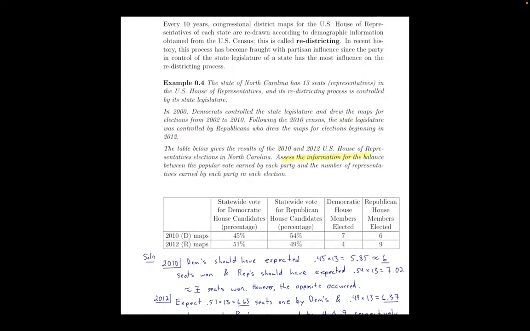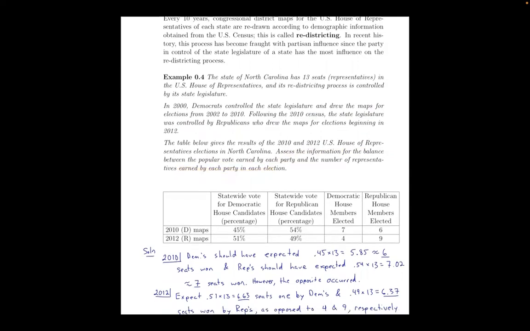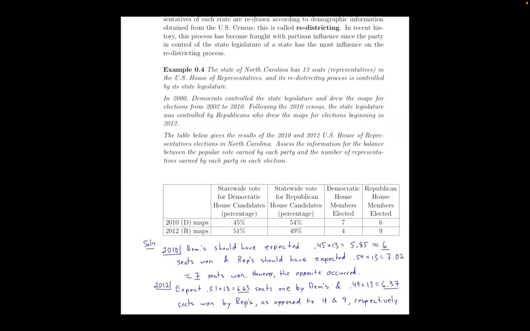So they asked us to assess the information for the balance between the popular vote earned by each party and the number of representatives that are actually earned or won by each party in each election. So again, remember that the way these elections take place is as follows. Among the 13 representatives in North Carolina, each one of those seats has a district associated with it. In other words, a set of neighborhoods or an area in the state. So if you live in a certain area of the state, you vote for a certain congressperson. And what we see in this result here is just the statewide vote.